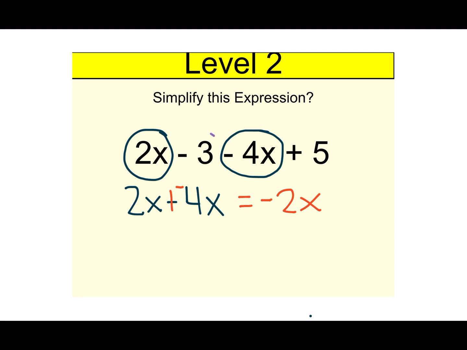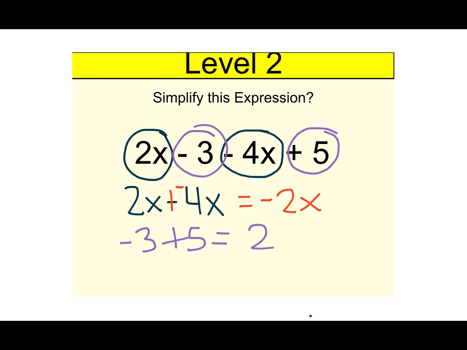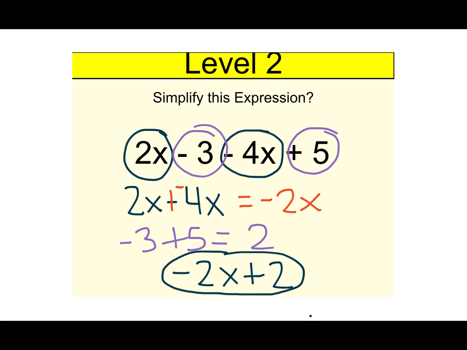Now we're going to combine the negative 3 and the 5 because they are also like terms. So negative 3 plus 5 is equal to 2. When I put that all together for my final answer, I'm going to first write the letter term, which is negative 2x, and then I'll have my constants, which I combined together. The sum of the constants was 2, so because it's positive, I'm going to write a plus 2. That is as simple as I can make it. I can't combine the x with a plain old number, so it's already simplified.